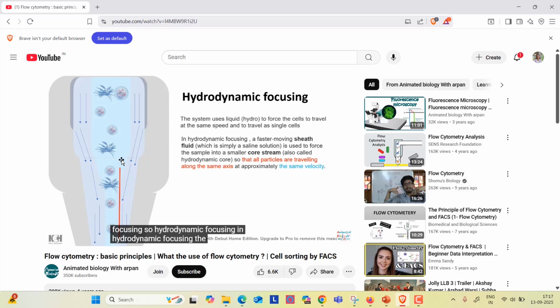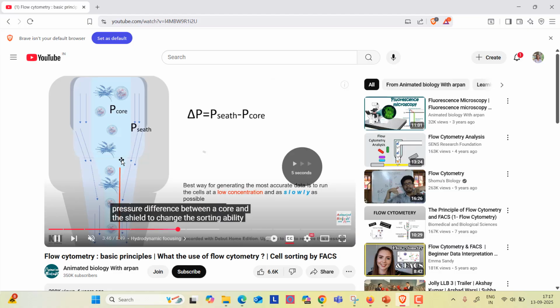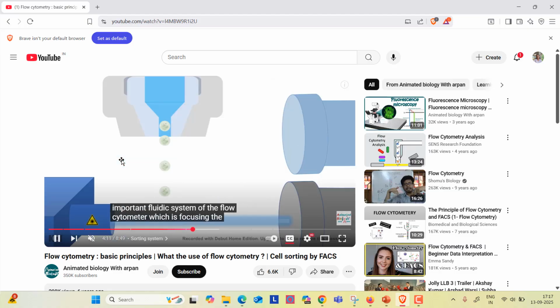Right? So in hydrodynamic focusing, the sheath fluid and the core fluid system play a vital role, and it ensures that at the end all the particles are traveling along the same axis with approximately the same velocity. So this is the core concept of flow cytometry. You can see the details here. Next, how are they sorting?